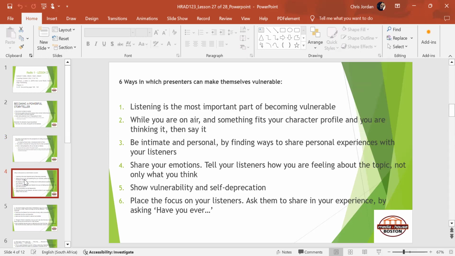If you share your emotions, tell your listeners how you're feeling about the topic that you are speaking about, not only about what you think, right? So be someone that, again, is a real person, that has a real, obviously, like investment.